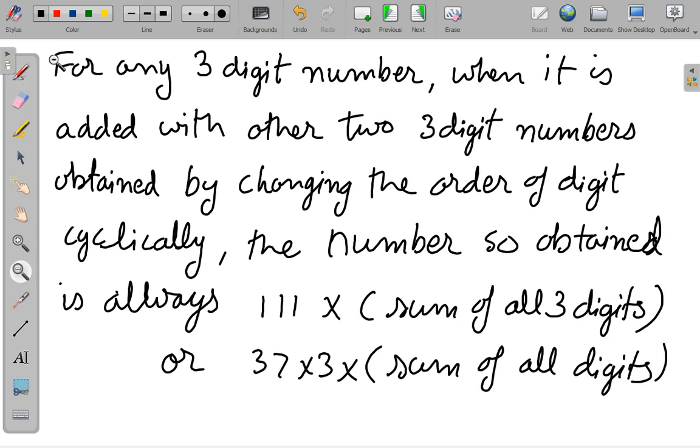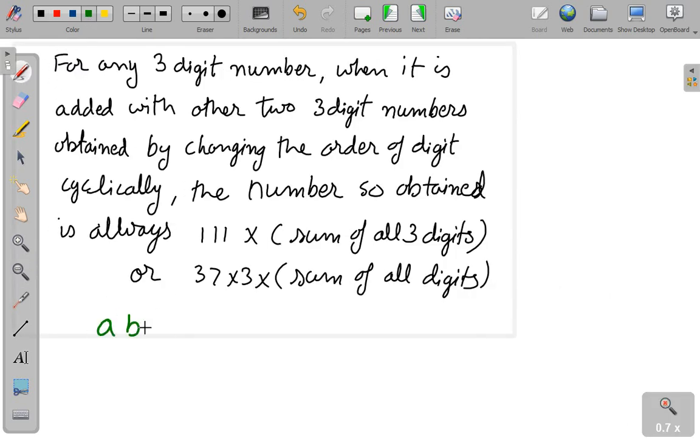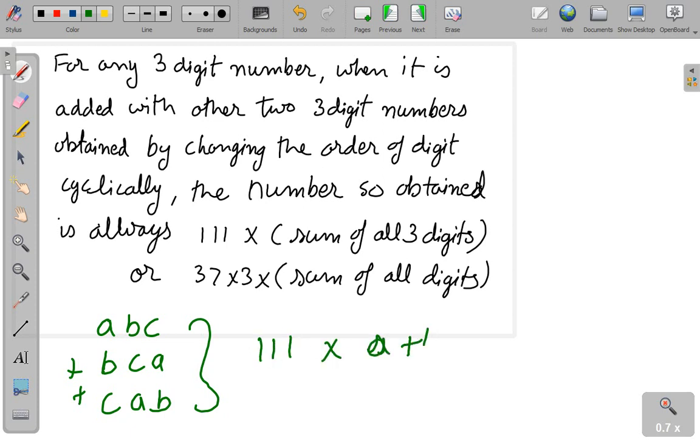What I am trying to tell you here: for any number ABC, suppose we change its order to BCA, we are moving it cyclically. A goes to the back, B comes to the front, and C to the middle, and then B goes to the back, A to the middle, and C to the front. If we add all these 3 numbers, the number we obtain will always be 111 into (A plus B plus C). Always. With all this knowledge, we can move on to question number 6.